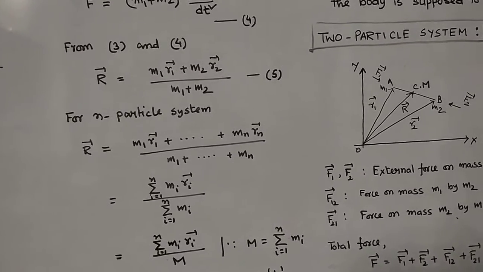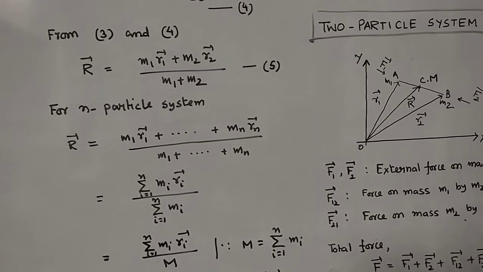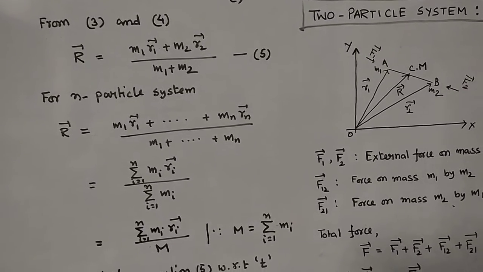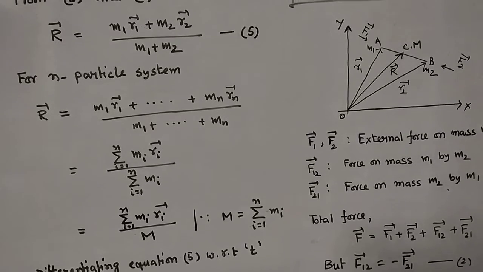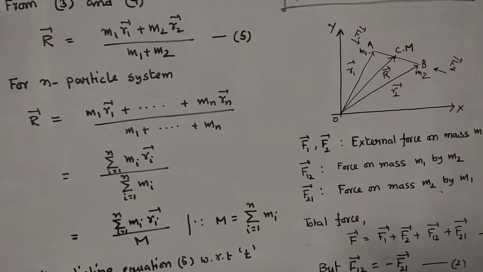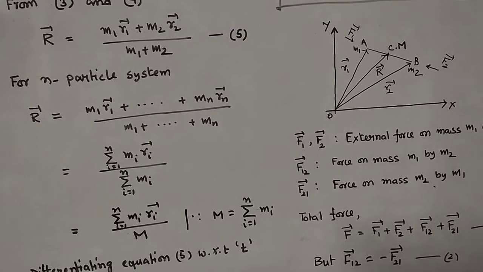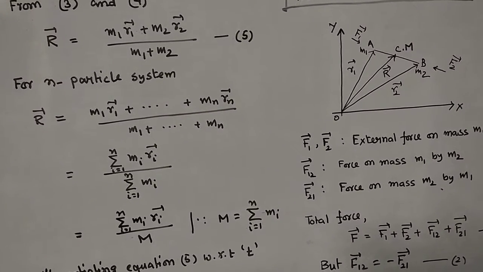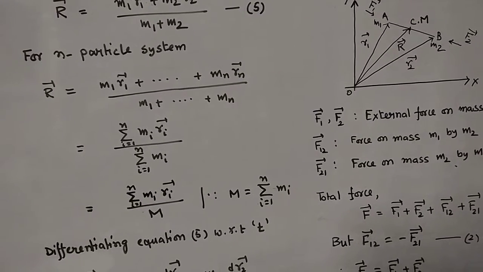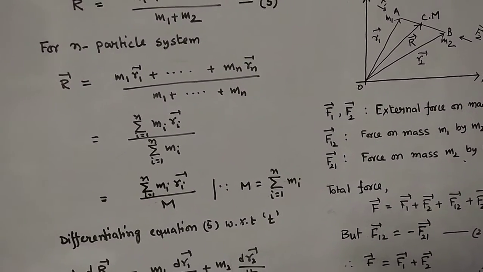You can use the sigma notation: sigma i equal to 1 to n mi ri vector, by sigma i equal to 1 to n mi. Sigma i equal to 1 to n mi is nothing but your total mass capital M. So it is sigma i equal to 1 to n mi ri vector by capital M, where capital M is nothing but sigma i equal to 1 to n mi.